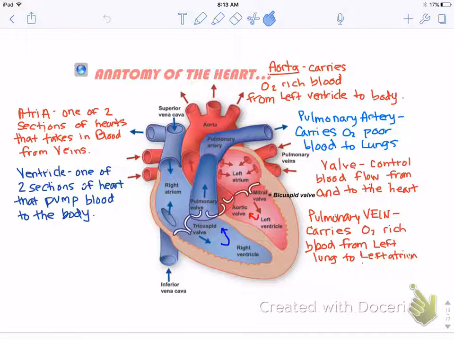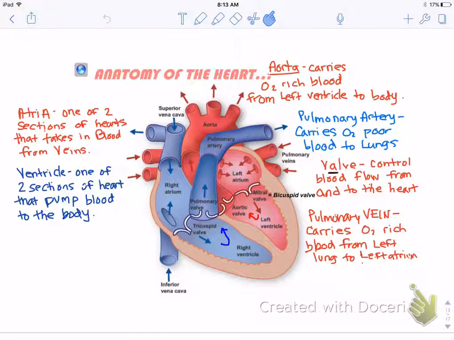So like I was saying, if you know the parts of the heart, it'll be easier to trace the pathway of blood through the heart. So some definitions that are important to know. The aorta carries oxygen-rich blood from the left ventricle to the body. Your pulmonary artery carries oxygen-poor blood to the lungs. And you can see that in this illustration because it's blue.